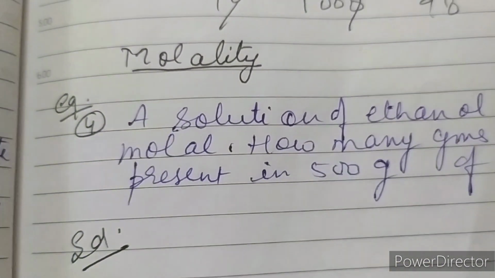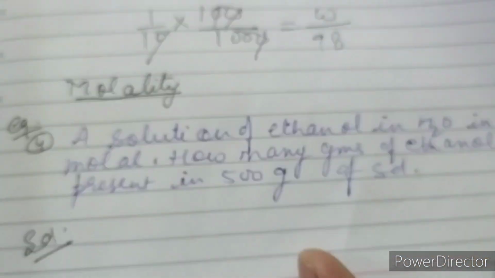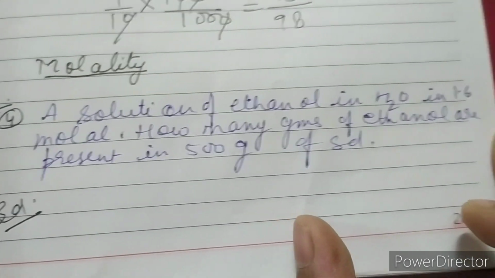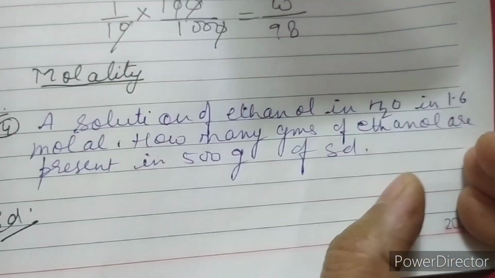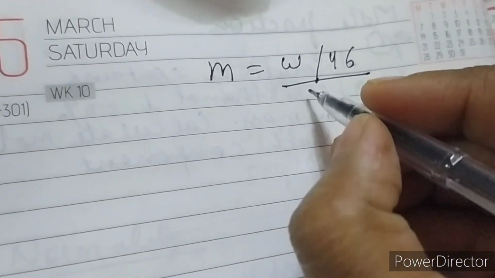Here is the question. A solution of ethanol in water is 1.6 molal, how many grams of ethanol are present in 500 gram of the solution? So you have to find out the weight of the solute in this. So let's first write the formula of the molality. Molality is equal to weight of the solute divided by molar mass, that is 46.